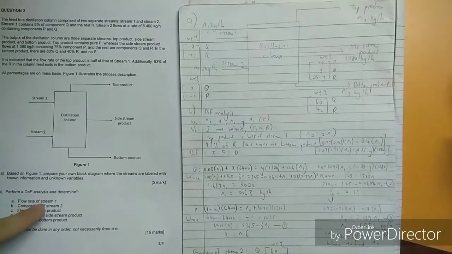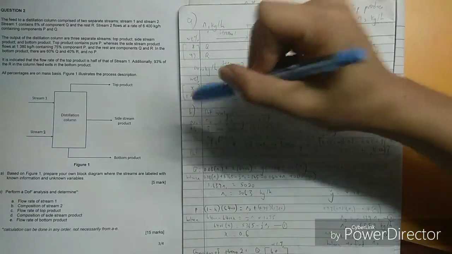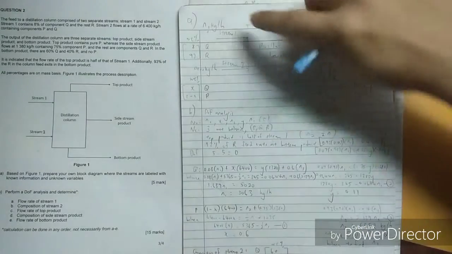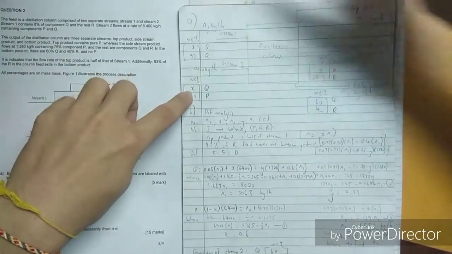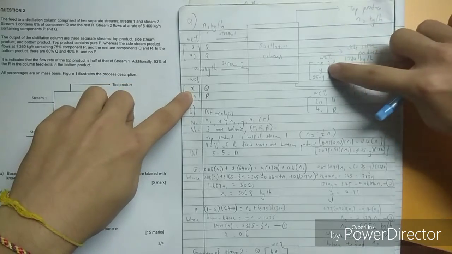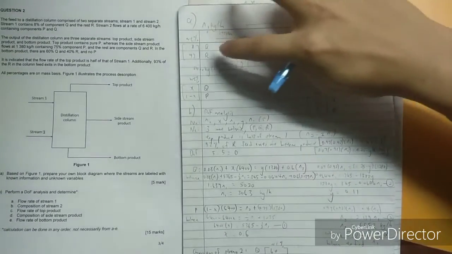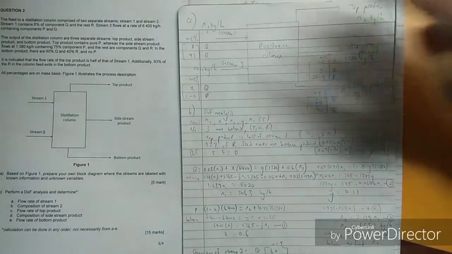Next is part B: perform a DOF analysis. First, we find the number of variables, which are N1, X, N2, Y, and N3. So we have 5 variables. Next, we find the number of equations. We have P, Q, and R, which are 3 material balances, so we have 3.